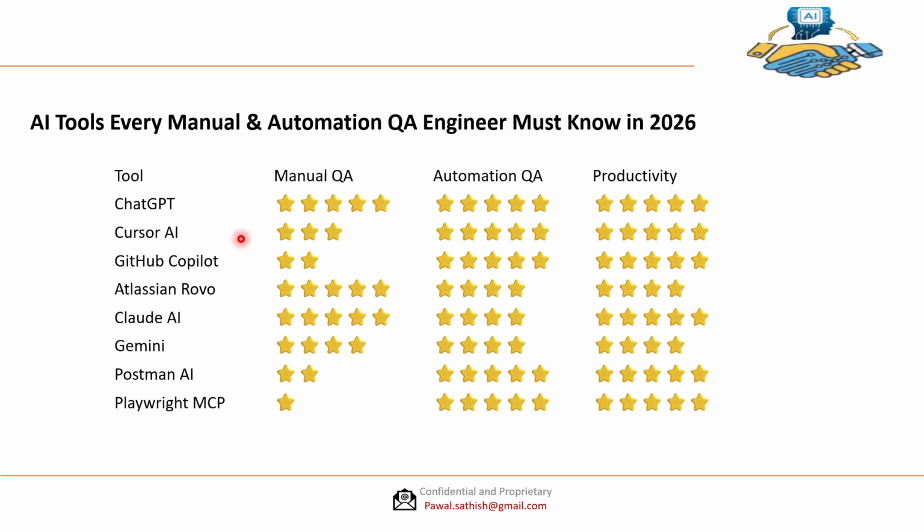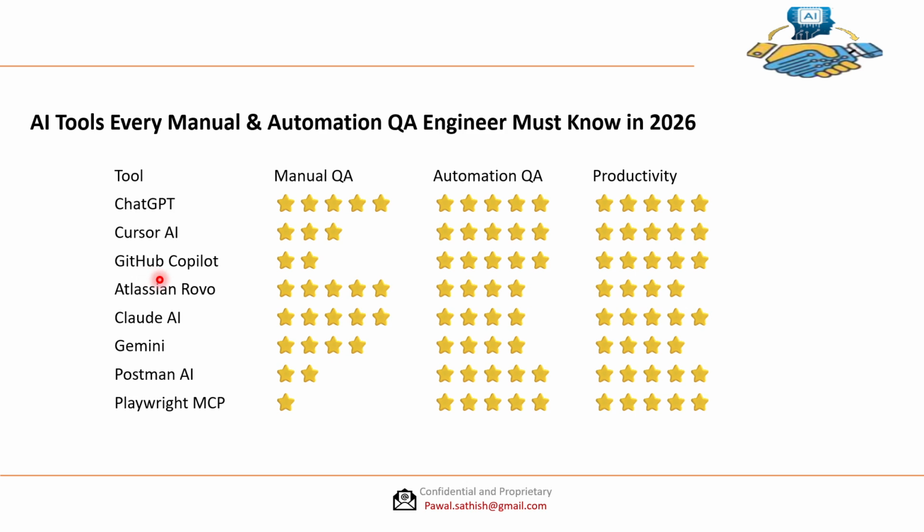So here, in one go, we can compare which tool we can use. ChatGPT is very useful for manual QA. Even if you want to find specific code in automation, either in Selenium or Playwright, we can take help from ChatGPT. But basically, ChatGPT is very useful in manual QA. Next is Cursor AI. Cursor AI is very useful in automation. It increases productivity very high.